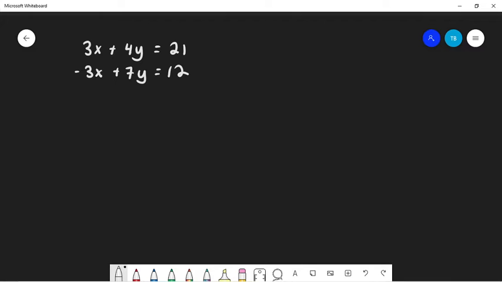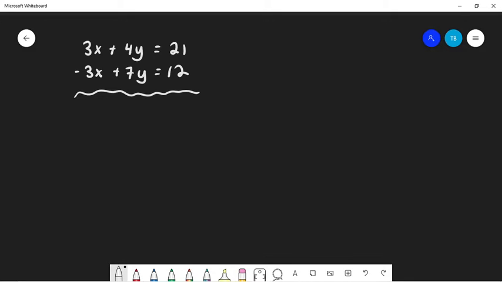So for example, if we look at this first system of equations here, you'll notice that the x terms are opposites, namely 3x and negative 3x. Now that's important because with this method, we can add the two equations together in order to eliminate the x terms, and we can create a new equation with just the y terms and solve for y. And then we would go back and solve for x.